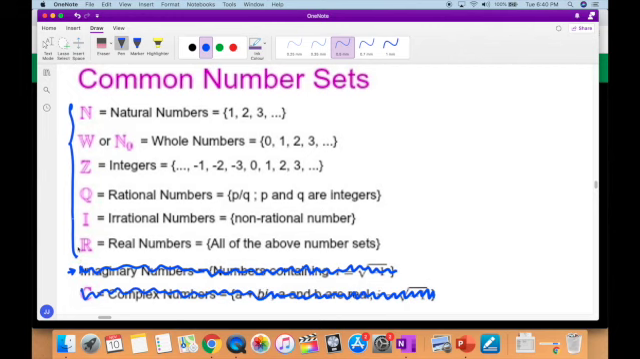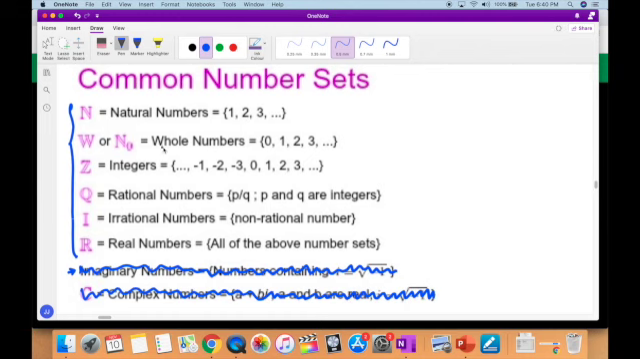Alright? Now, the first one are your natural numbers. And those natural numbers are known as counting numbers. So we count 1, 2, 3, and so on. It's an infinite set. All of these are infinite sets, of course. So natural numbers are the numbers we use to count with. Okay?